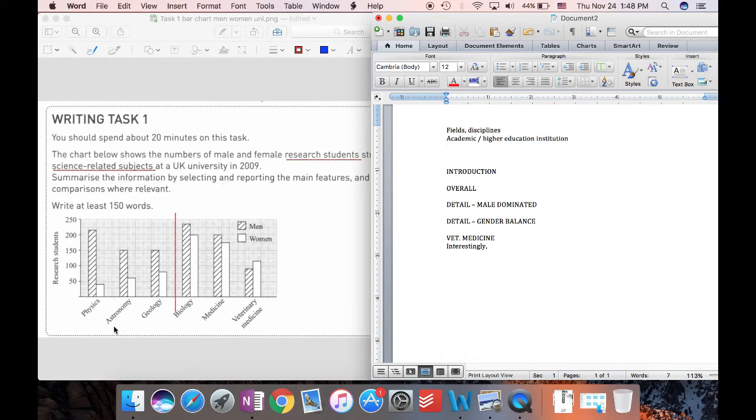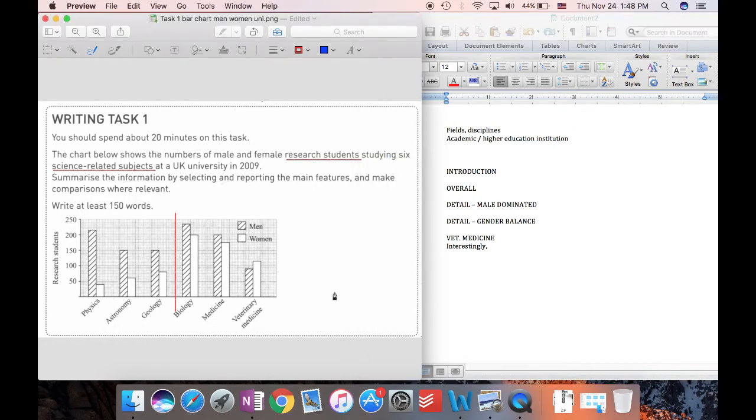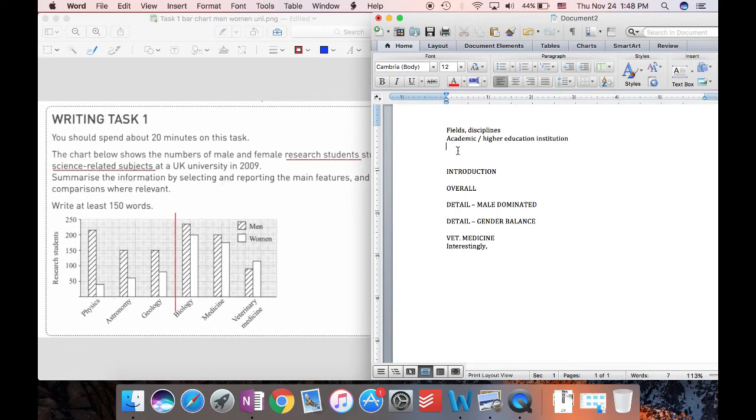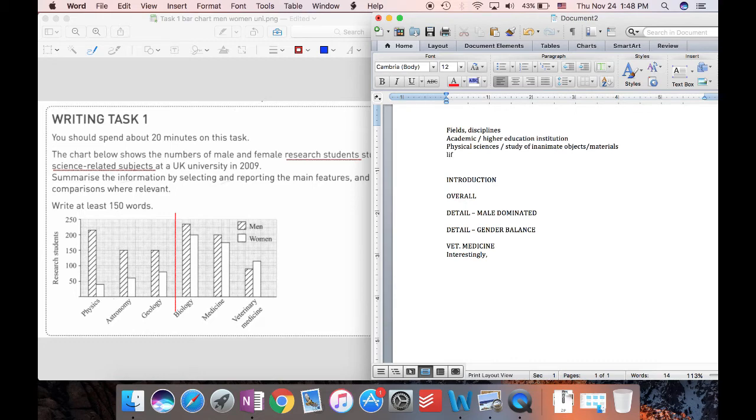Physics, astronomy, geology. Okay, how can we talk about those in a group? You can talk about physical sciences for this. You could even say study of inanimate objects and materials. That would be quite good. Inanimate objects, that would impress the IELTS examiner quite a lot. For biology, medicine, veterinary medicine, you could talk about, I think, the life sciences, and maybe the life sciences and medicine.